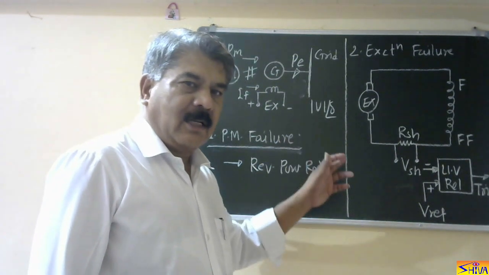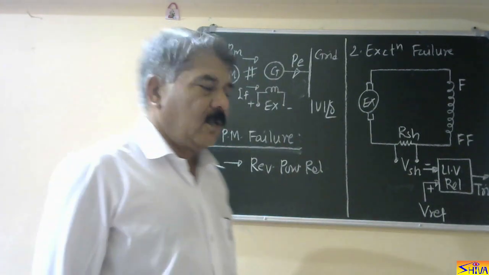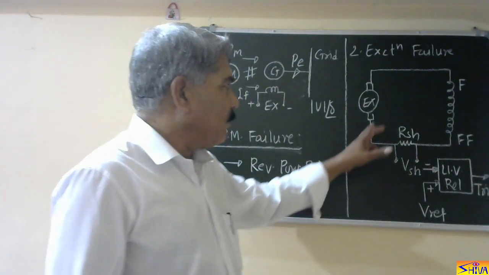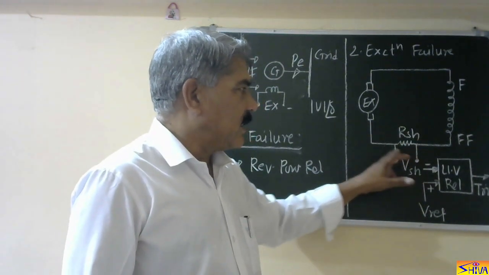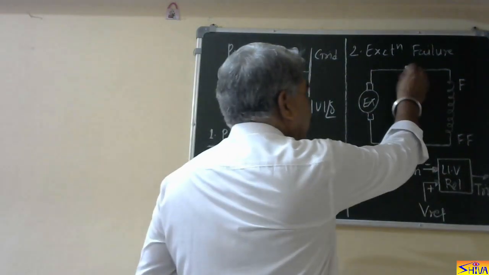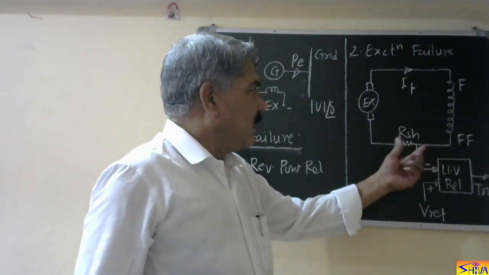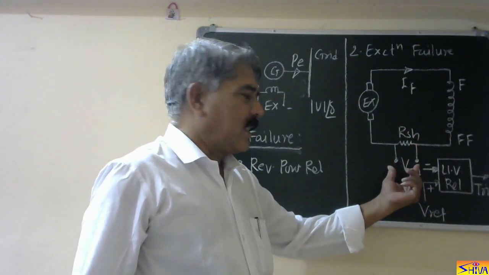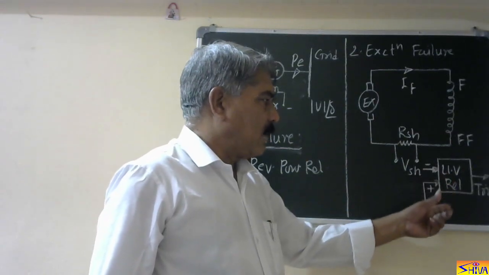And if this condition persists for a long time, then again there is damage to the generator. So to detect this condition, we are installing a small resistive shunt in this field circuit. Now in normal condition, due to the field current, some voltage is generated across this shunt. That is given to the under voltage relay.